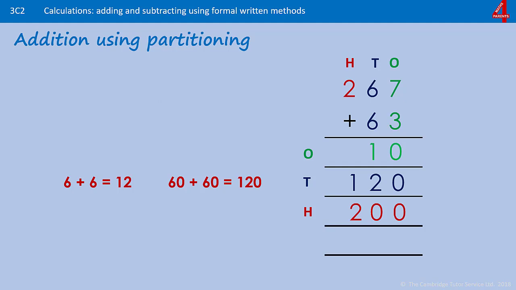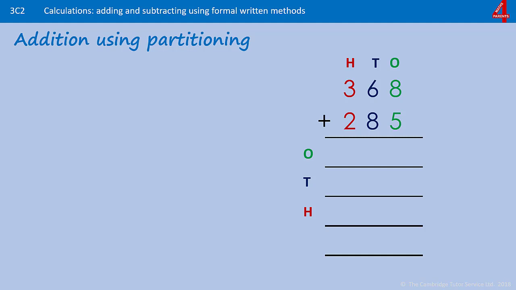Now we add the columns again. In the 1s column, we have nothing. In the 10s column, we have 1 and 2, which is 3. And in the hundreds column, we have 1 and 2, which is 3. That's 330. Here's one for you to try. Pause the video and have a go at this.